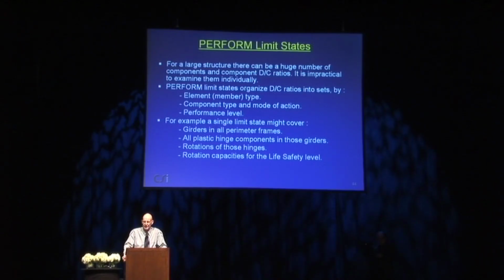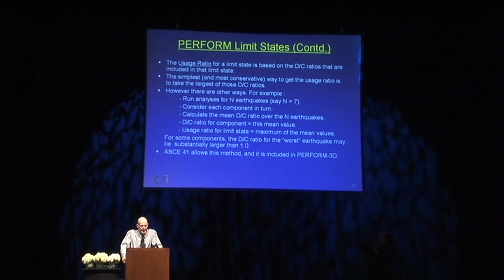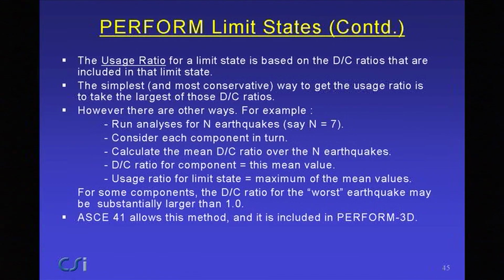Later on, we'll talk about if you have 100 limit states, you also may want to group them into related groups, and you can also do that. So a limit state takes demand capacity ratios and groups them into related groups. Later on, we can talk about it. You can then take groups of limit states, and you can arrange those in groups also. So a limit state in Perform has a usage ratio, and it's based on the demand capacity ratios that are included in that limit state.